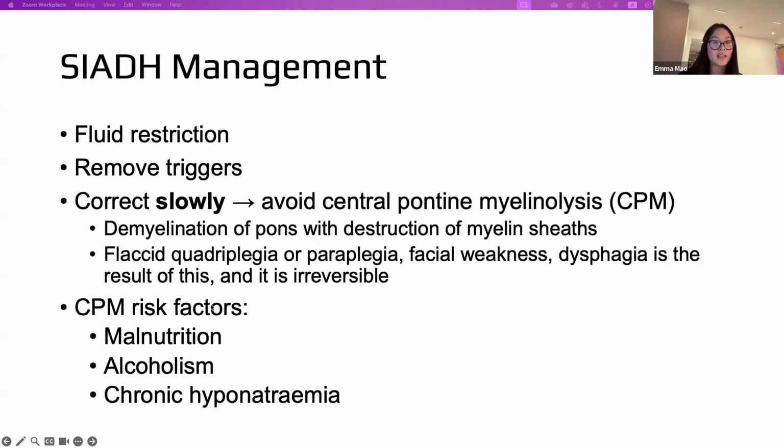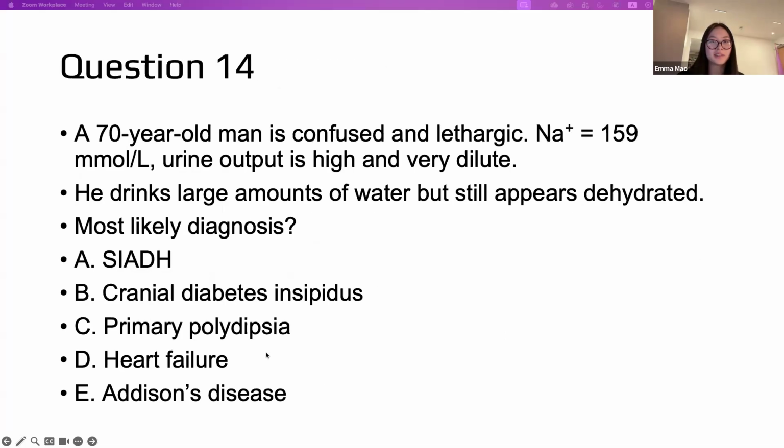Okay, and the risk factors for these include malnutrition, alcoholism, and chronic hyponatremia. So it's important to correct slowly to avoid that.